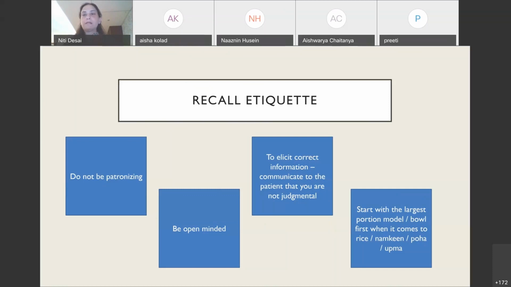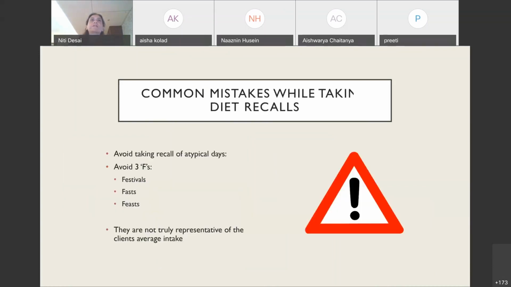And you'll be surprised, it really breaks the ice, and they are more open to telling us, yes, this is my size. If we start with the smallest cup, they are too ashamed, or there is a lot of hesitancy in saying, you know what, I actually have 3 cups of your largest bowl. So start with the largest bowl first.